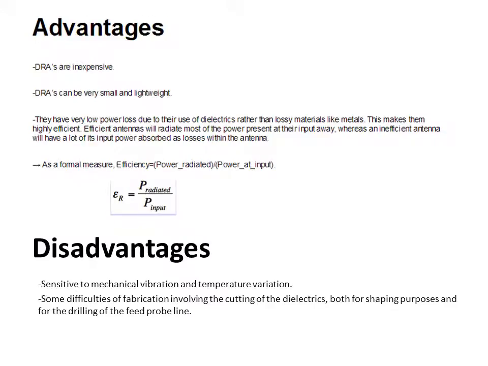So here are some advantages and disadvantages of the DRA. DRAs are inexpensive, they can be very small and lightweight, they have very low power loss due to their use of dielectrics rather than lossy materials like metals. This makes them highly efficient. Efficient antennas will radiate most of the power present at their input away, whereas an inefficient antenna will have a lot of its input power absorbed as losses within the antenna. As a formal measure, efficiency is equal to power radiated divided by power at the input.